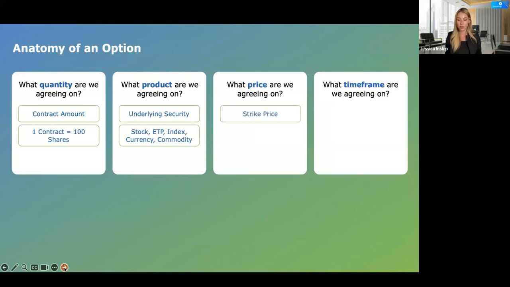The price is just the strike price. What's that agreed upon price? It's priced per share. So whenever we're looking at one contract, per share, multiply it times 100. That's where that lovely little algebra equation comes in. And then the time frame, simply the expiration date.